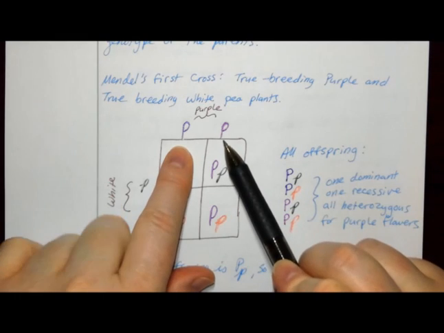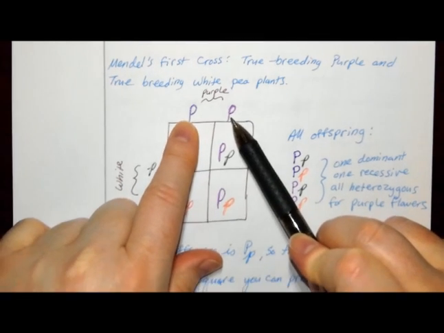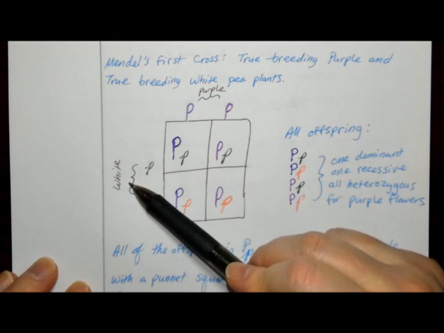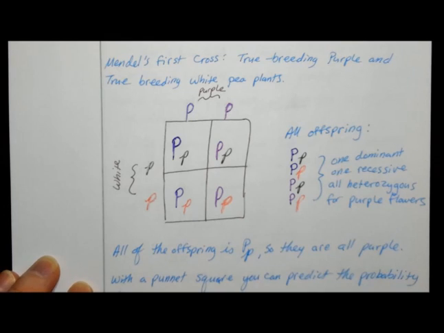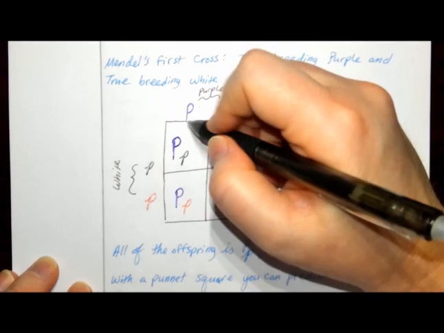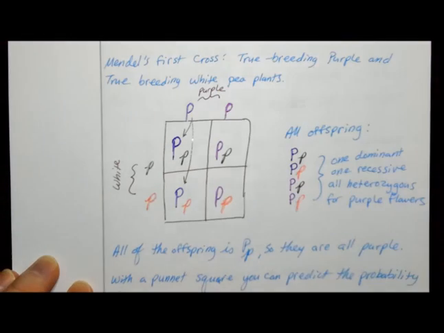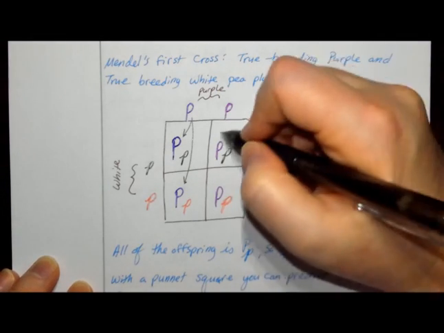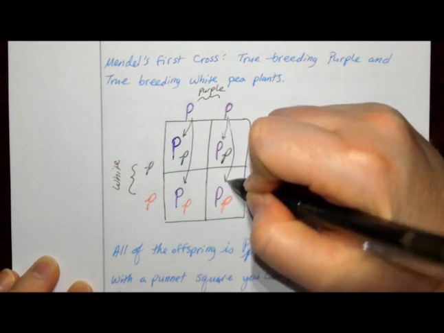Up here, I have my purple plants. They're capital P, capital P. Over here I have my white flowers. They're going to be a lowercase p and a lowercase p. In order to fill out this Punnett square, I'm going to take my capital P here, and I'm just going to move it into both of the slots directly underneath it. I'm going to do the same thing here. Directly straight down, directly straight down.